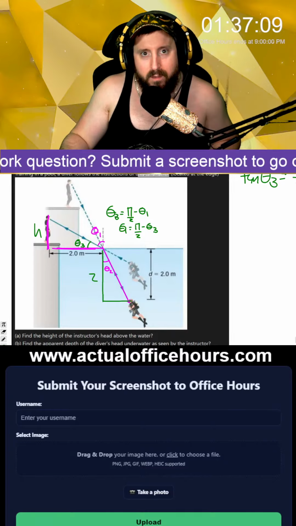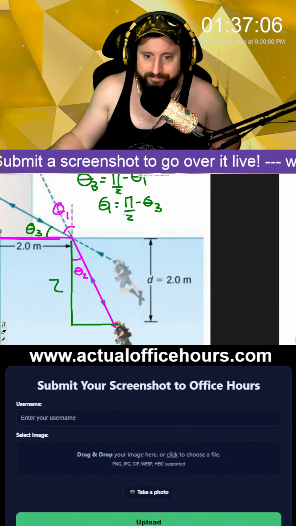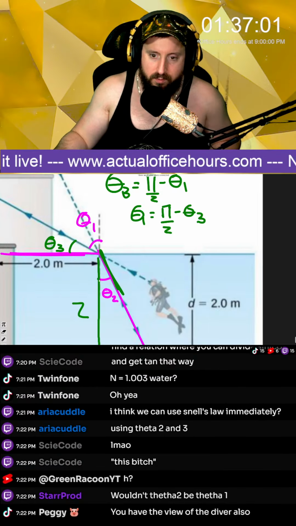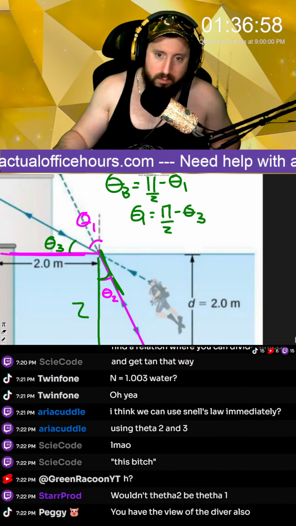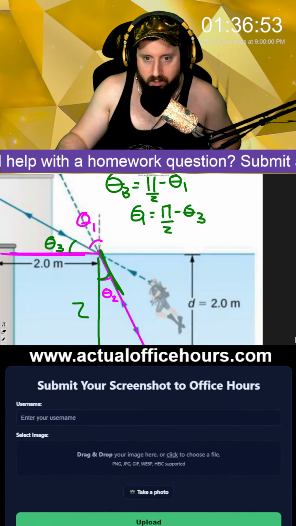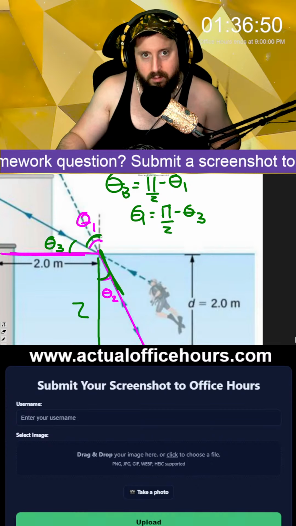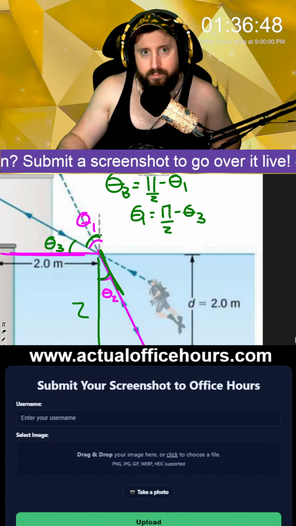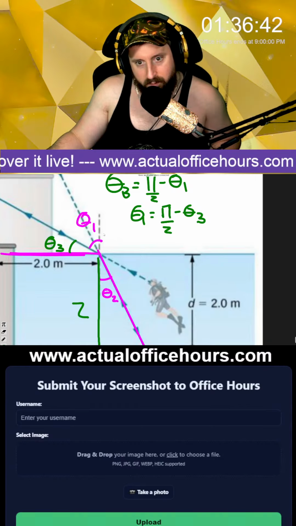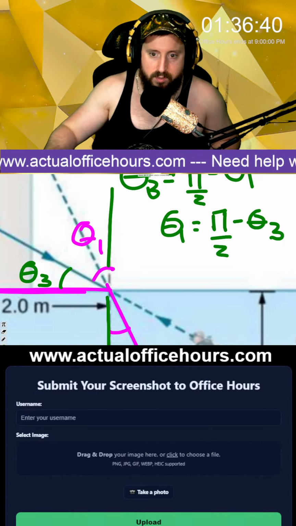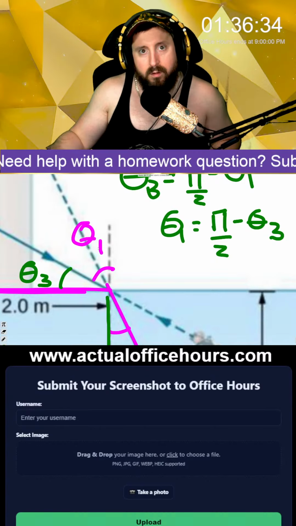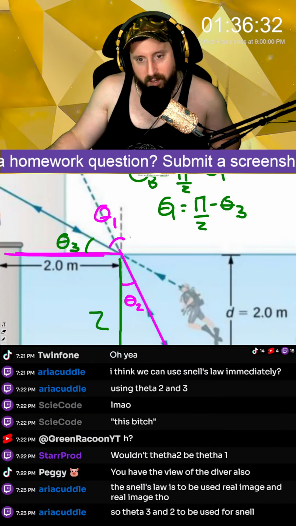Green Raccoon: Wouldn't theta 2 be equal to theta 1? Not quite. Theta 2 refers to this, and that's equal to this, which is not theta 1. Theta 1 is the whole thing. Okay, I also have the view of the diver. Right, so when we take Snell's law, it's the angle with the normal, and so that's the whole thing.